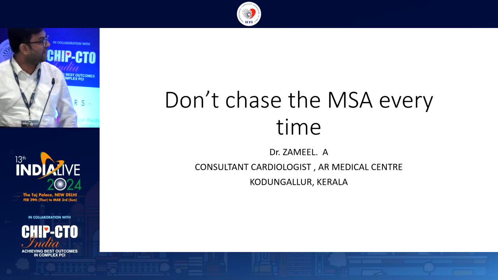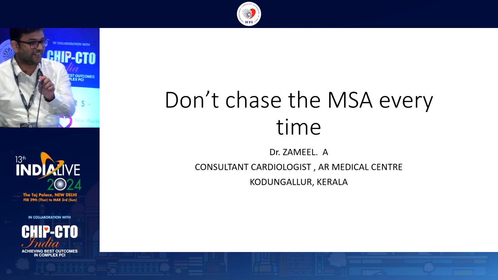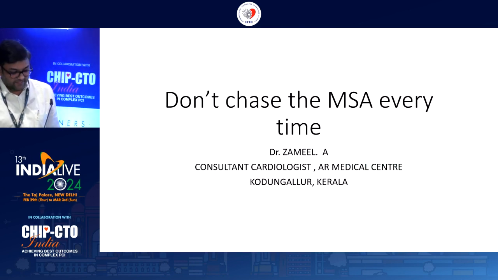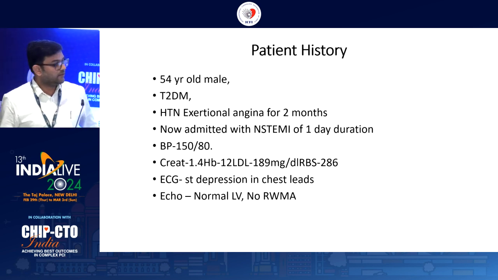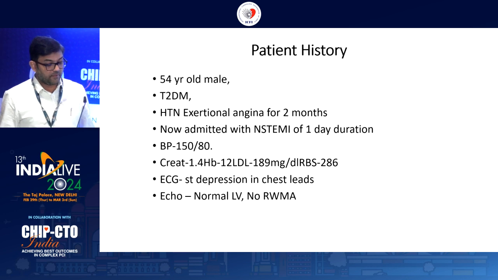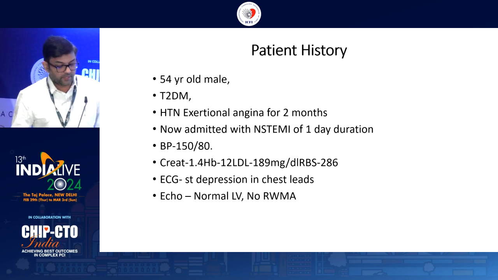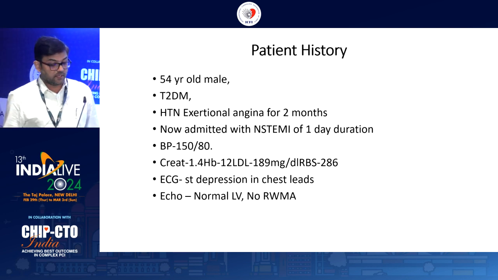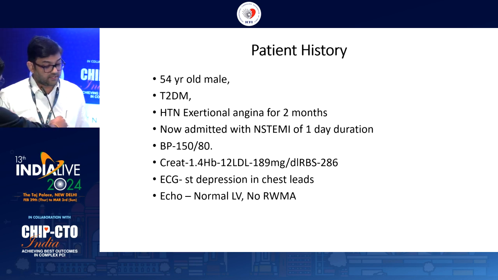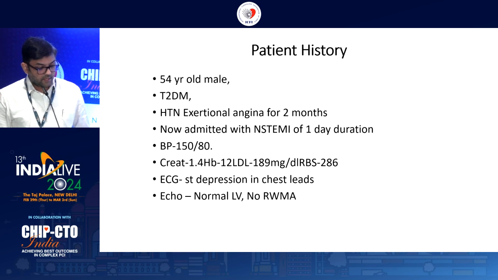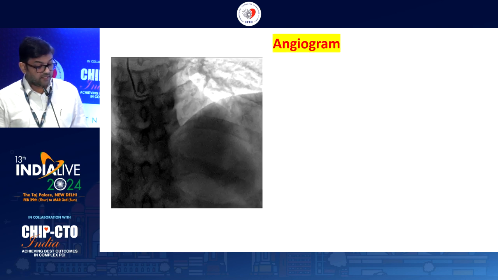First of all, this is not a left main case. I don't know why it was included in this session. My patient is a 54-year-old male, diabetic, hypertensive, with dyslipidemia, who presented with exertional angina for the last 2 months. He was admitted 1 day back with NSTEMI, troponin was positive. The basic investigation was normal. Echo showed normal LV with no significant RWMA. ECG showed some ST depression in the chest leads.